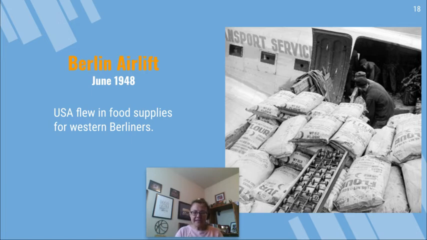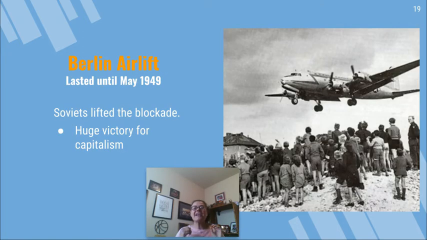And we start using planes that basically are bombers. So at any point, maybe we're not dropping food. And so the Soviet Union has to consider, are they willing to almost start war over this? This continues for almost a year, until May of 1949. At one point, every 45 seconds a plane is coming in and dropping food for the West Berliners.